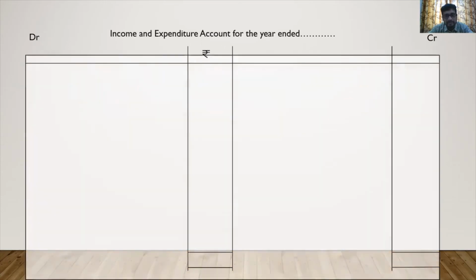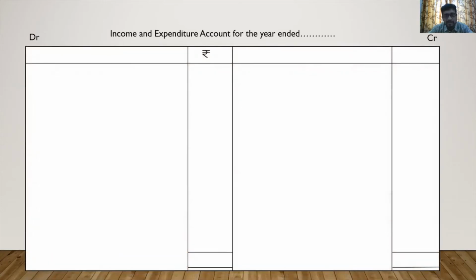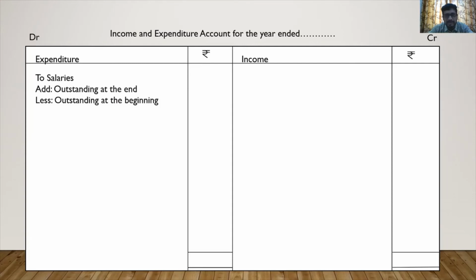Okay. So children, this is the income and expenditure account. In the debit side and credit side, in the debit side we write expenditures and in the credit side we write incomes. So let us see quickly what expenditures we write here. All revenue expenses like salary is a revenue expense. Any outstanding at the end will be added, and any outstanding at the beginning will be subtracted here. And this principle applies with all the expenses. Remember, expenses outstanding at the end will be added and expenses outstanding at the beginning will be subtracted.